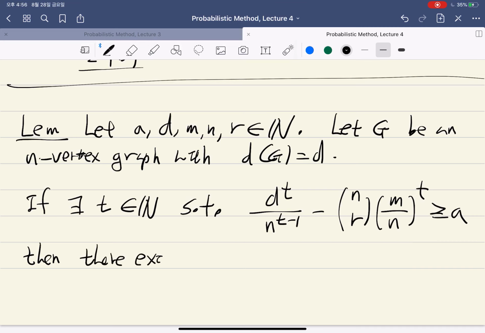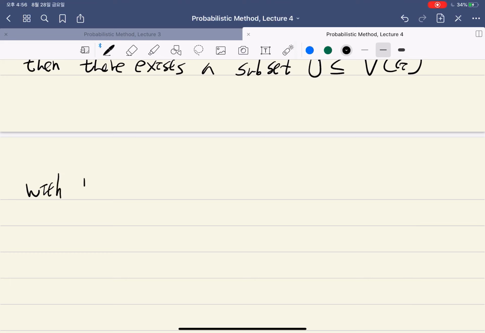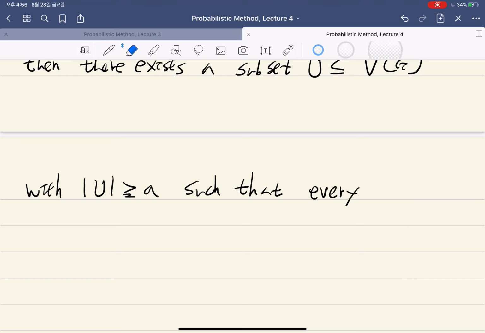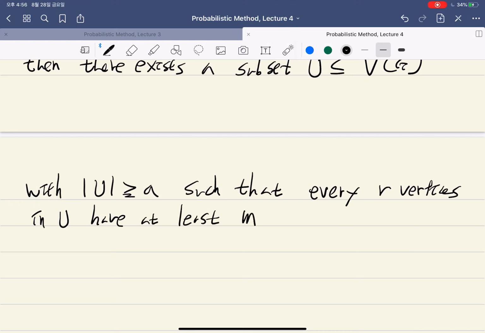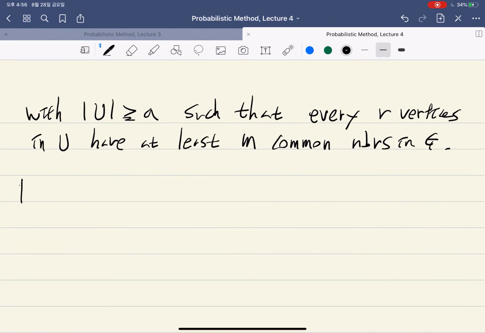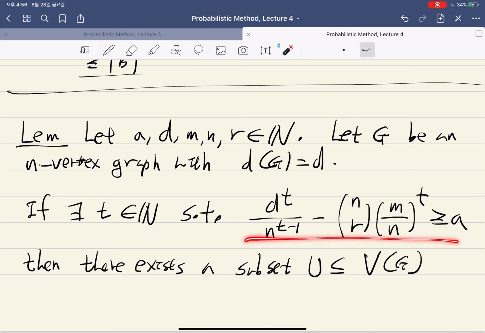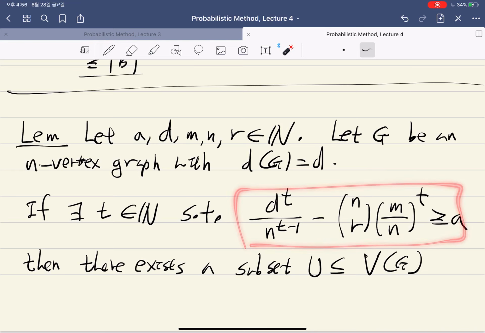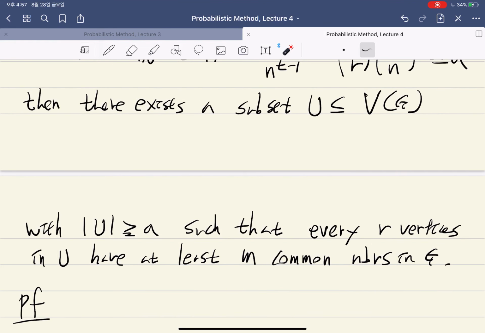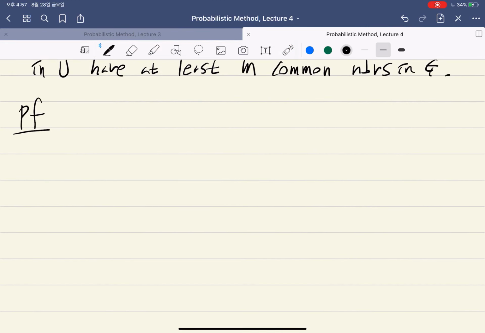Then there exists a subset U of V(G) with size at least A such that every R vertices in U have at least M common neighbors in G. So for now, you don't have to really understand what this expression means, but if some condition holds, then we can find a set of vertices which is not too small, where every R vertices have a large common neighborhood, so many common neighbors. So what we want to do is use the alteration method.